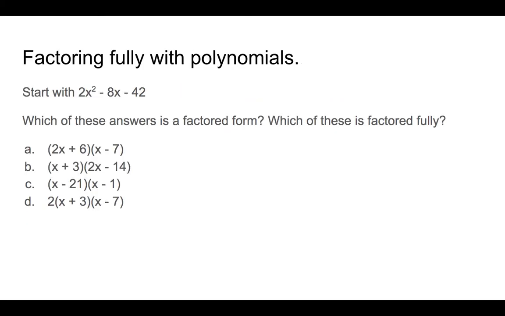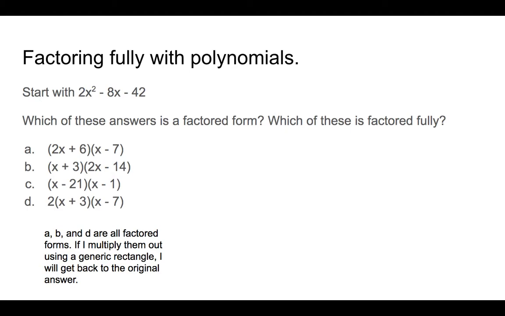So now let's think about how to do this with polynomials. We're going to start with 2x squared minus 8x minus 42. I'd like you to figure out which of these is in factored form and which of these is factored fully. Go ahead and pause the video and do some factoring. Welcome back. Let's see what you came up with.